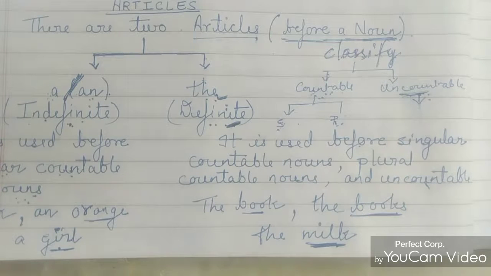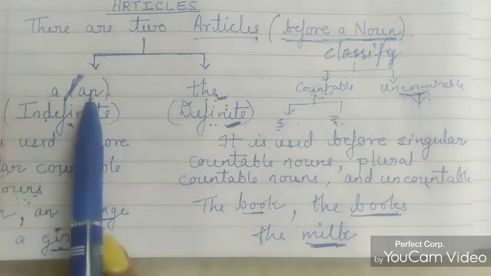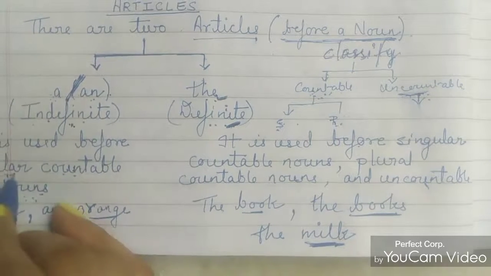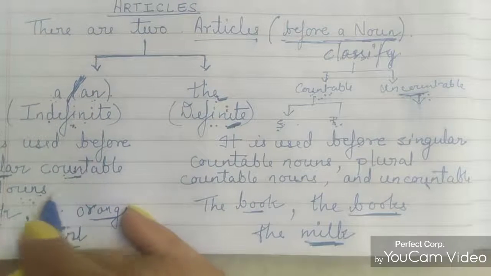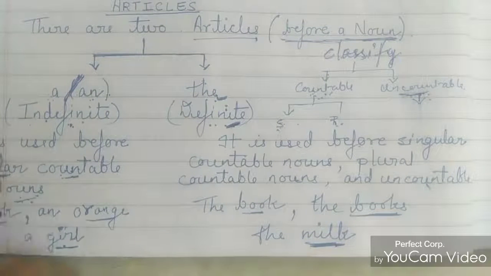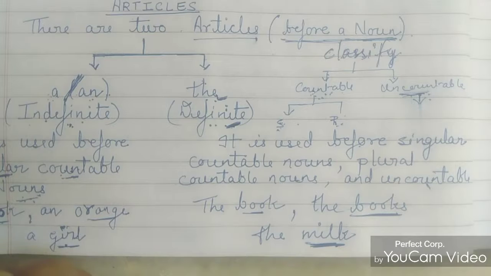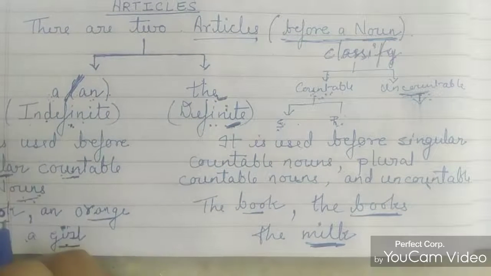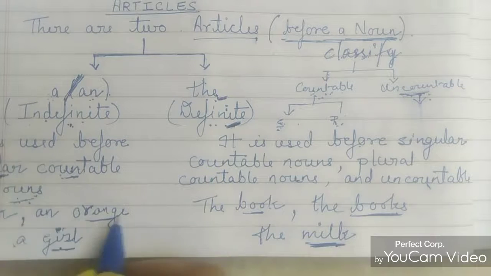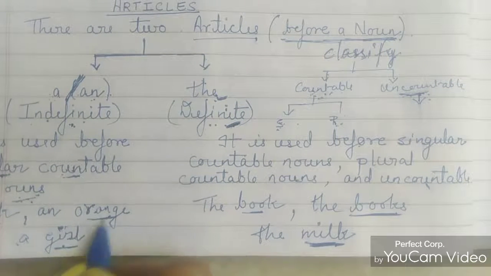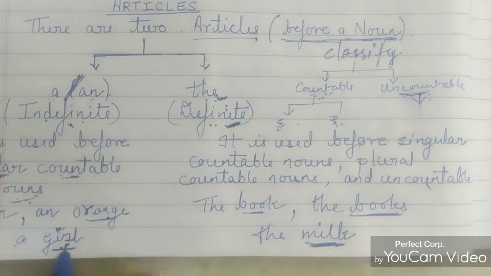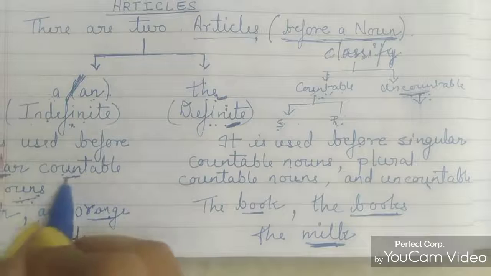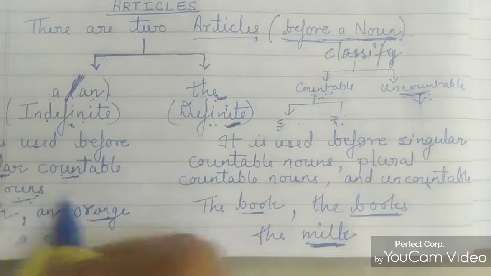A or an is used before singular countable nouns. Like if I say a book, an orange, a girl. Book, singular, countable. Orange, singular, countable. Girl, singular, and it is countable. So a or an is used before a singular countable noun.